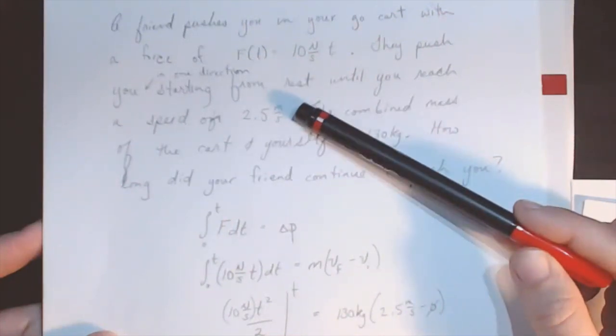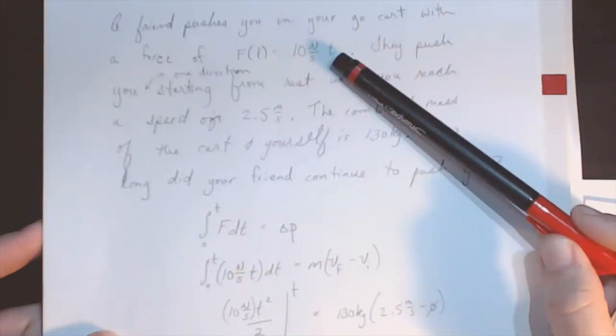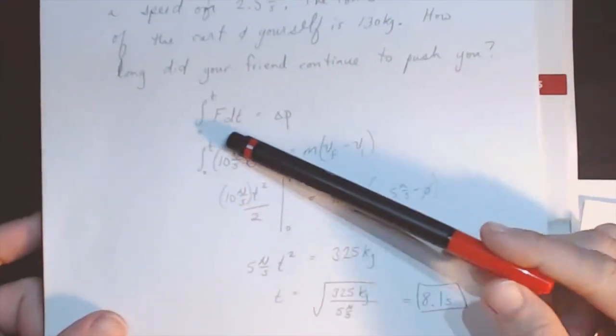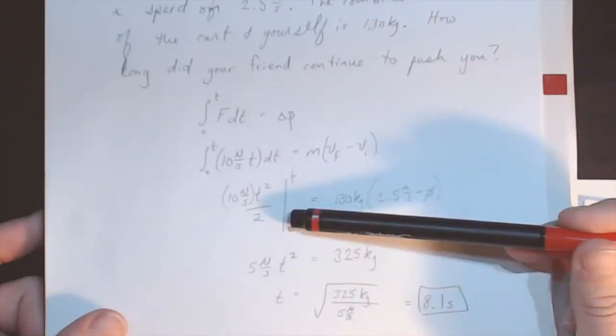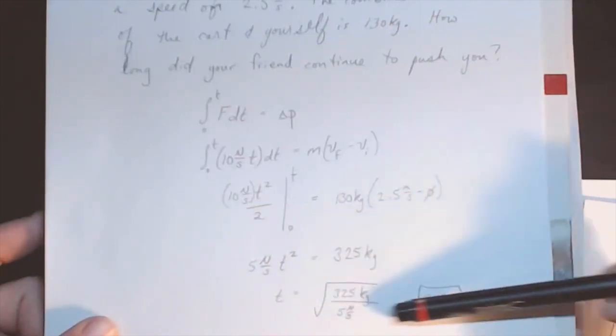So you know your change in momentum given your mass, and that force integrated over time will create that so that you can calculate the amount of time your friend pushed you. You just have your evaluation points. You're going from 0 to t, where t is the time that they pushed you. You solve for t.